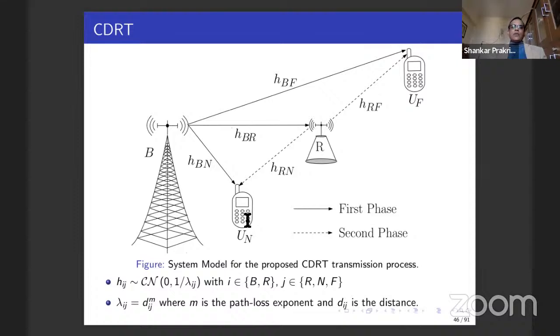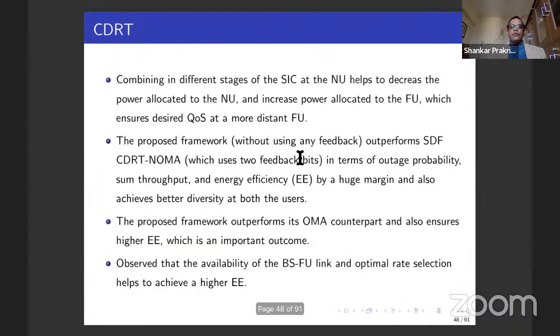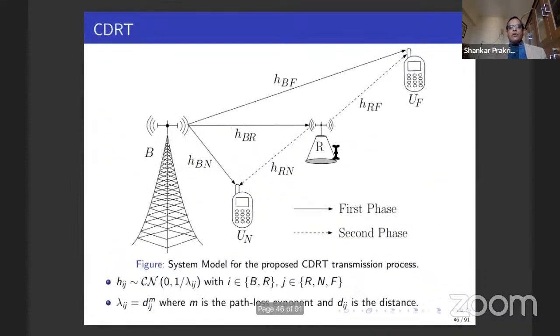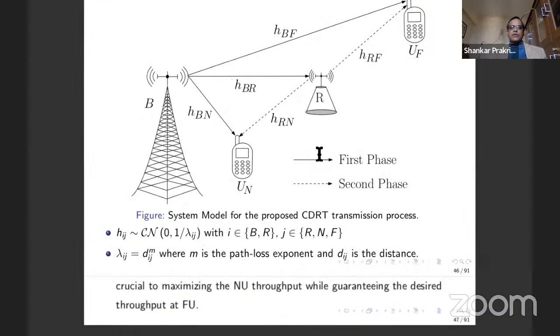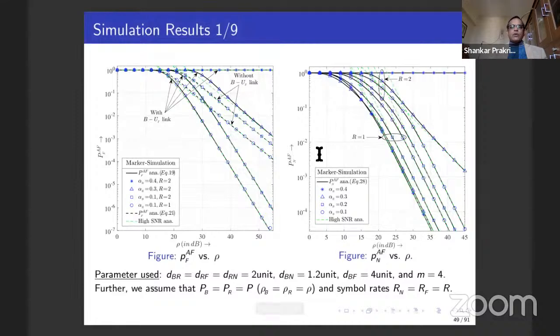And when improving this performance, the power allocated to the near user can decrease, and therefore more power is allocated to the far user. Therefore, the far user performance again improves. Right? It is sort of counterintuitive, but it works. And we have shown this, work just appeared in TCOM recently. We analyzed for relay being AF as well as DF. I will not bother you with the details.